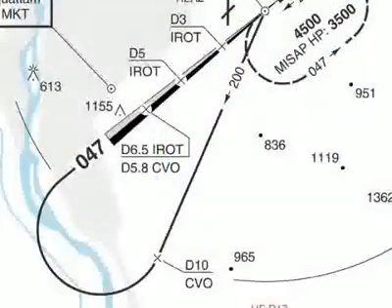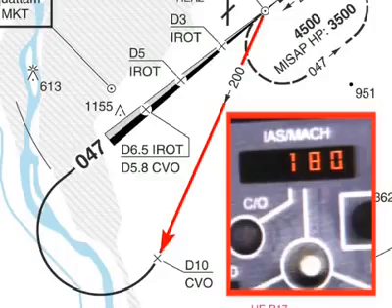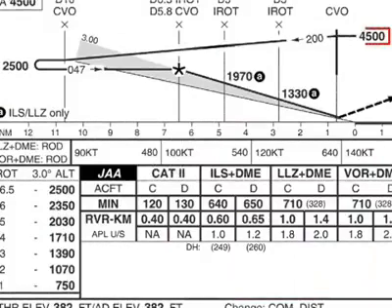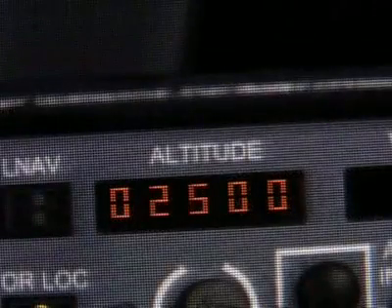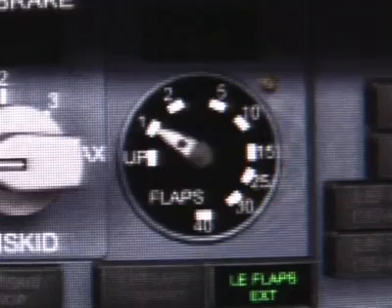In this leg, we will reduce the speed to 180 knots, putting 180 in the speed window. Also in this leg, we can see in the profile of the chart that we must descend to 2,500 feet. So we introduce 2,500 in the altitude window and push level change. When we are at 210 knots, we extend flap 2, and at 200 knots, we extend flap 5.